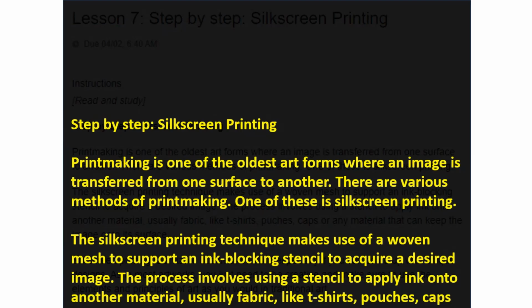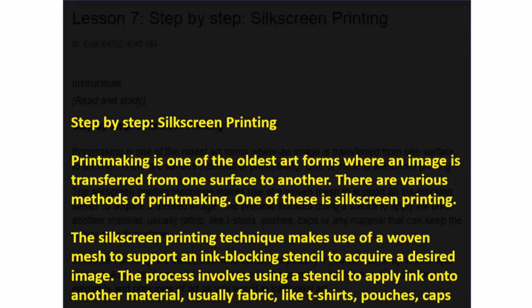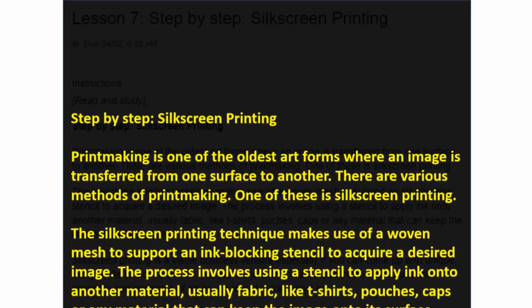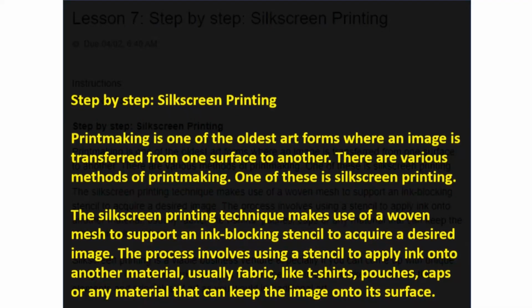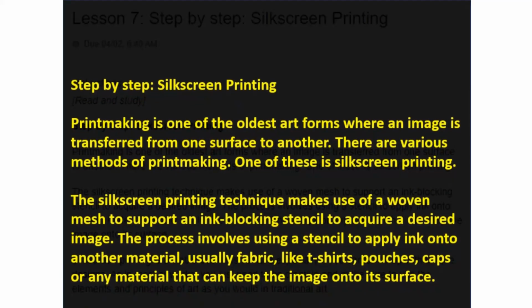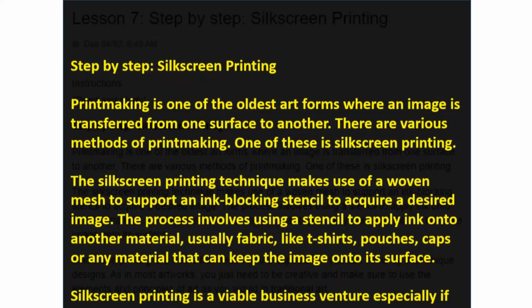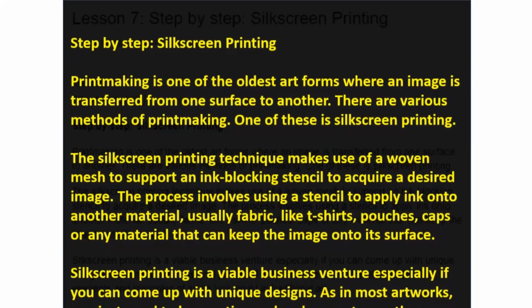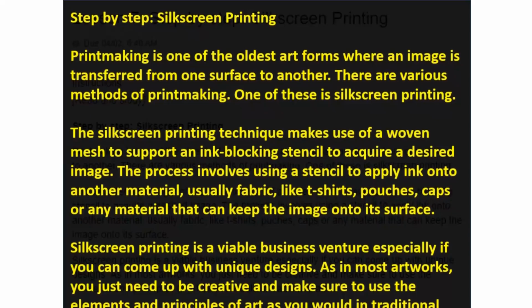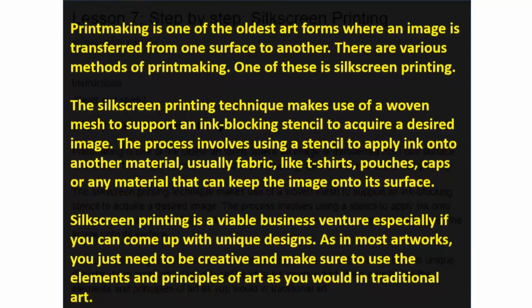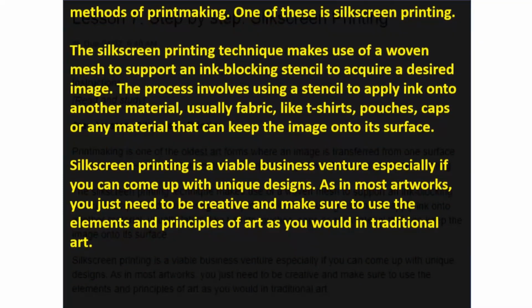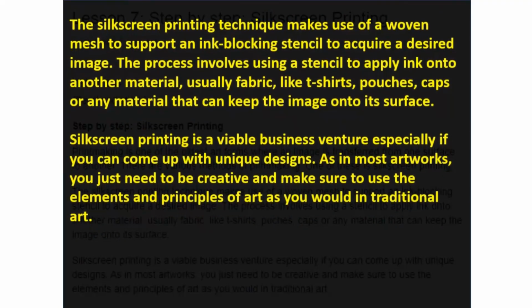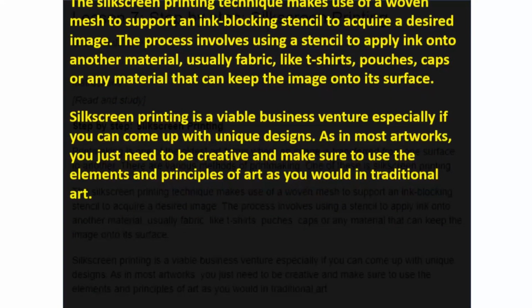Printmaking is one of the oldest art forms, where an image is transferred from one surface to another. There are various methods of printmaking. One of these is silkscreen printing. The silkscreen printing technique makes use of a woven mesh to support an ink blocking stencil to acquire a desired image. The process involves using a stencil to apply ink onto another material, usually fabric, like t-shirts, pouches, caps, or any material that can keep the image onto its surface.